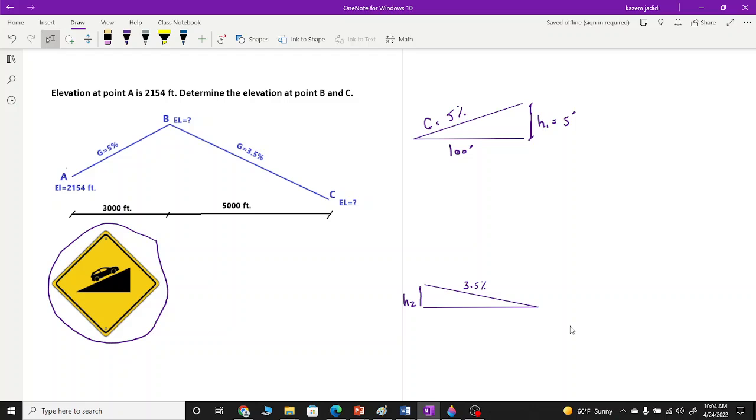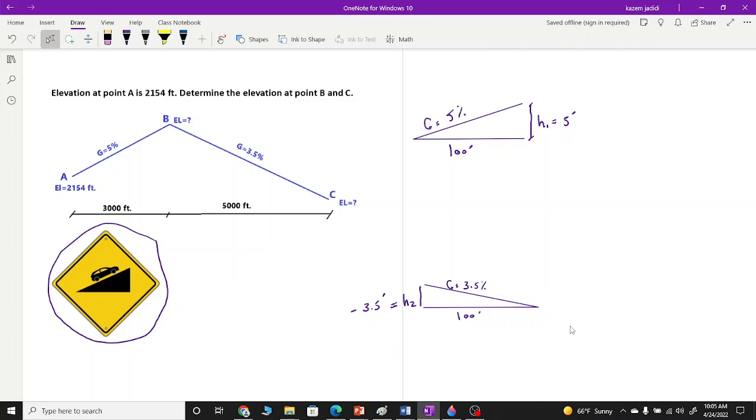The same logic works when it's downhill. When G is 3.5%, that means that every 100 feet we are going to lose 3.5 feet. We can write it negative because it's downhill.